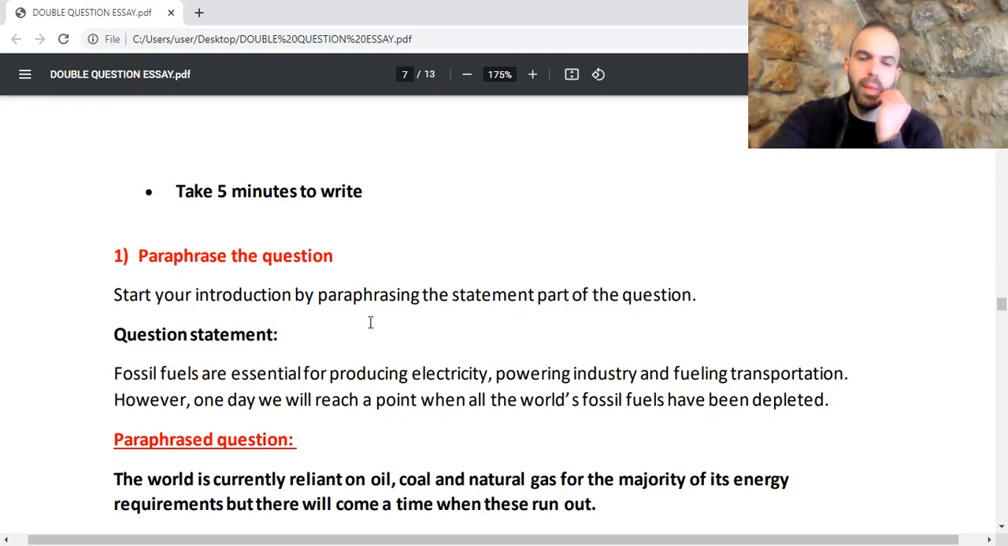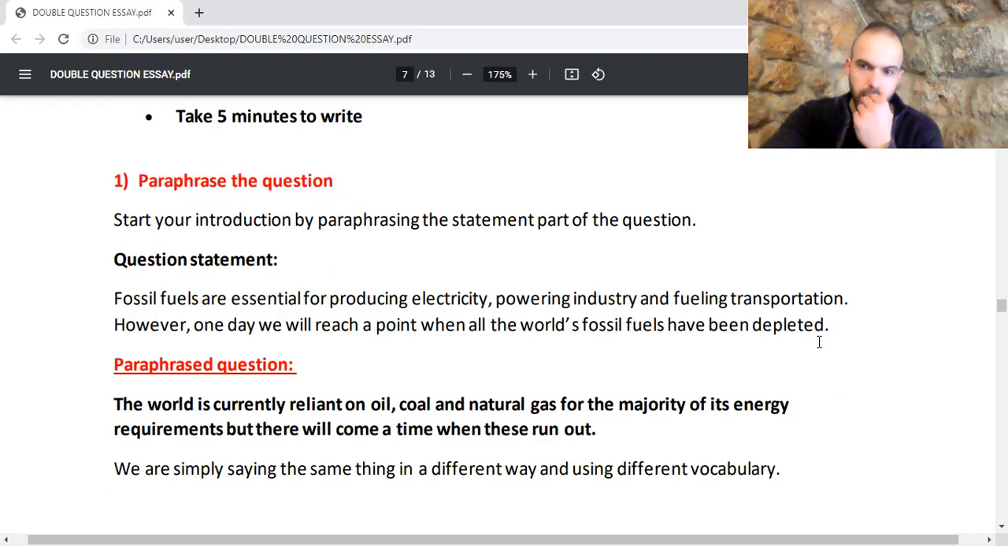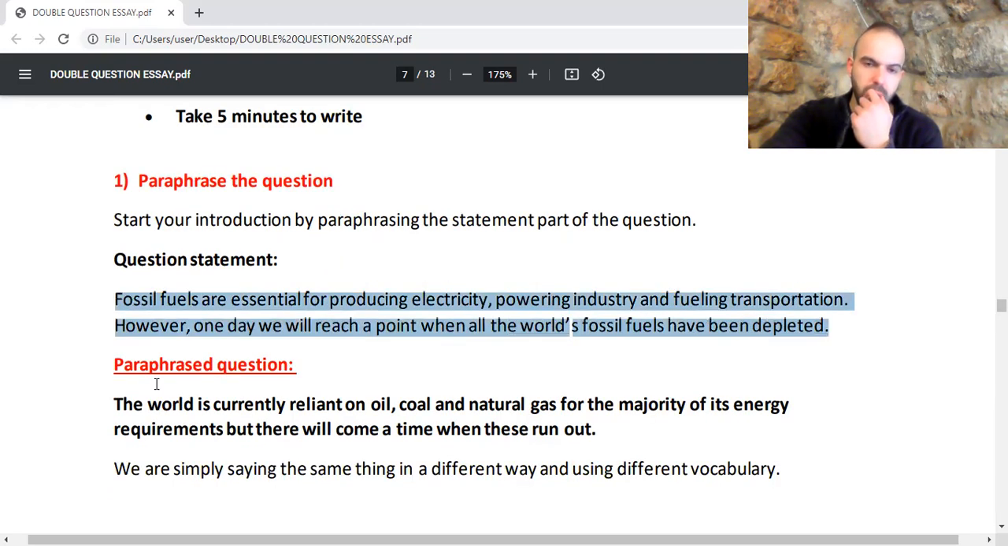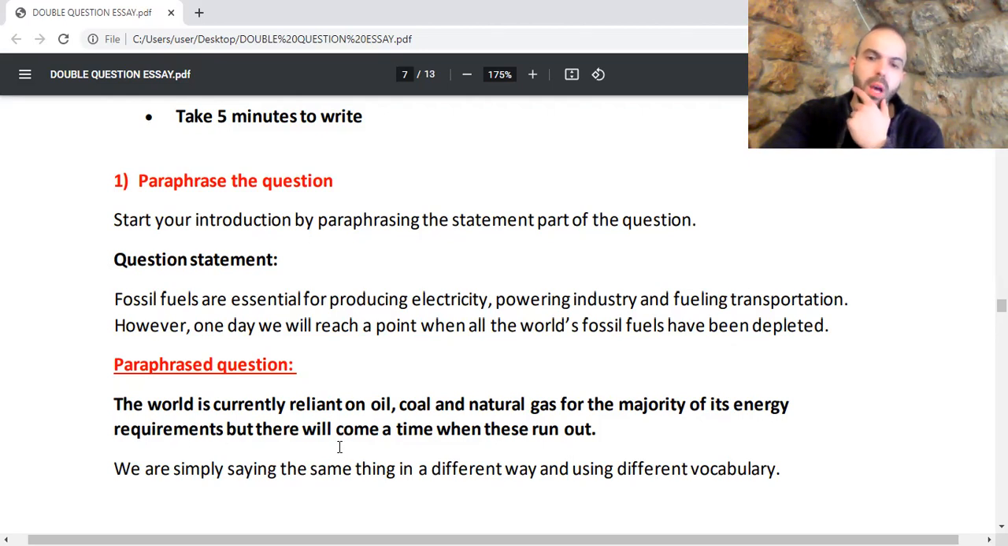Start your introduction by paraphrasing the statement part of the question. So that's the question statement here. Now let's paraphrase it. The world is currently reliant on oil, coal, and natural gas for the majority of its energy requirements, but there will come a time when these run out.